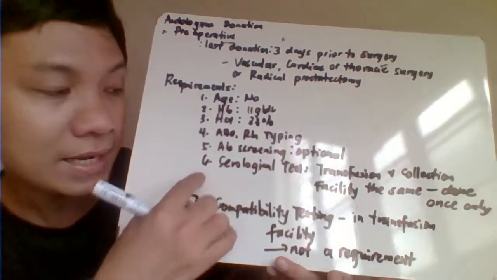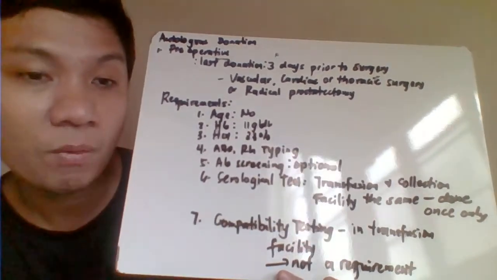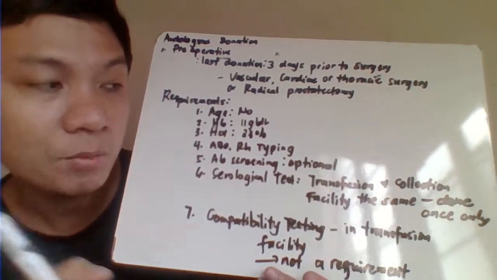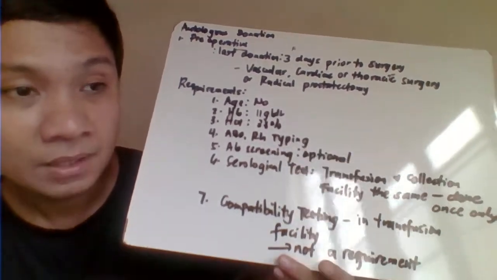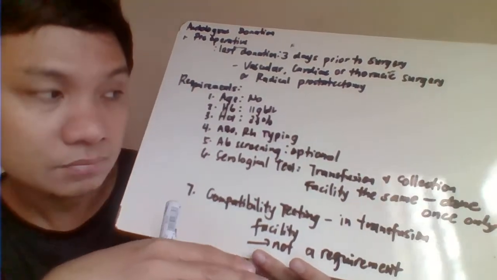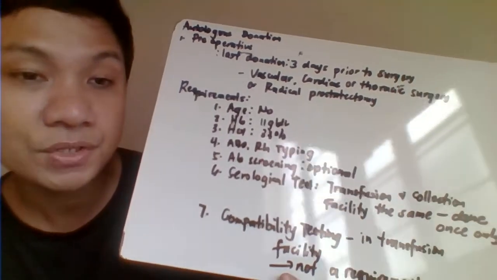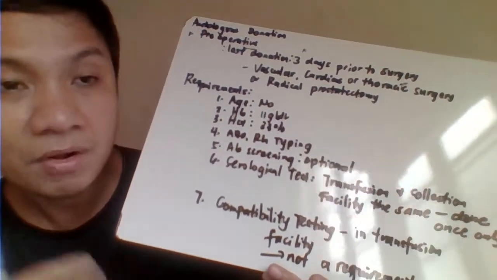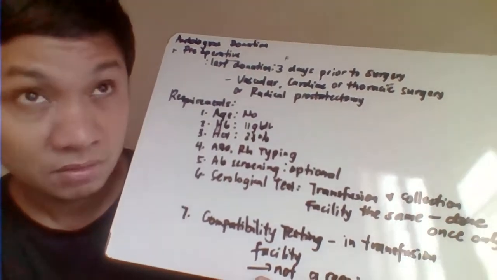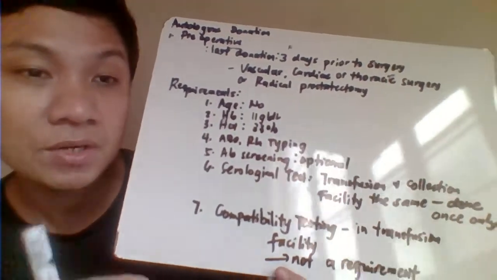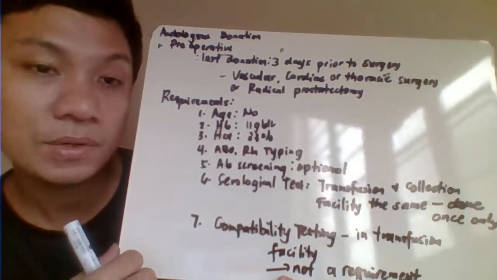So usually ginagawa lang natin siya pag ang transfusion facility and collection facility are equal or the same. What do you mean by that one? Collection facility, kung saan ka kinuhanan o mag-donate ng blood. Transfusion facility, kung saan ka mag-perform ng surgical operation sa patient. Kaya for example, kung ang hospital kung saan ka mag-donate ng blood at doon ka din salinan or gagawan ng surgical operation, pareho lang siya, then you can perform serological test only once.